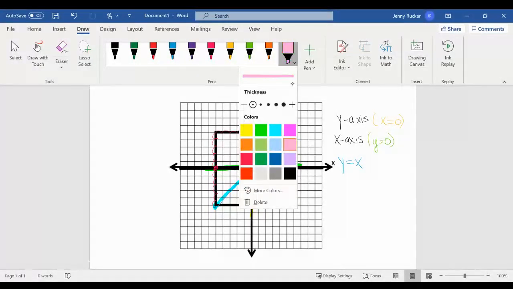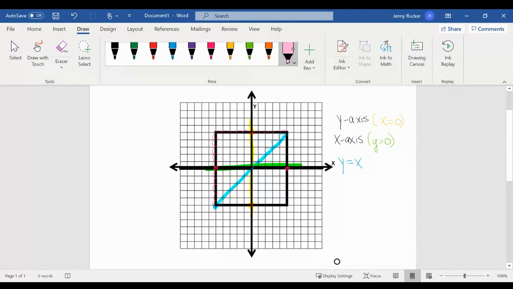Okay, now let's take a look at our other set of opposite vertices. We'll go this way and pass through the origin. So this is the equation y equals negative x because it has a slope of down 1, right 1, down 1, right 1, so negative 1, and it passes through the origin. So these are the equations, x equals 0, y equals 0, y equals x, and y equals negative x, for the lines of reflectional symmetry for this square.